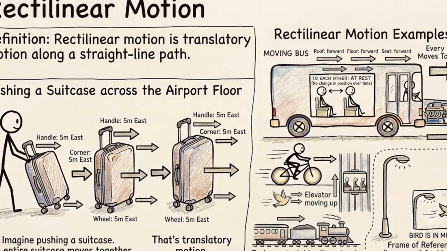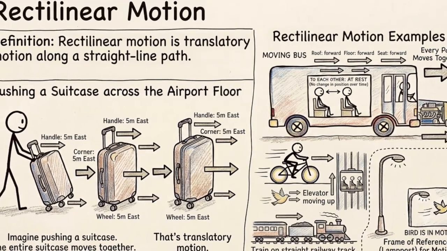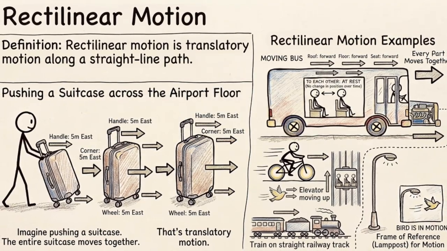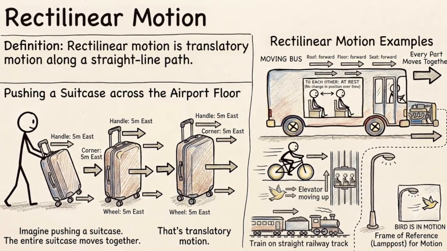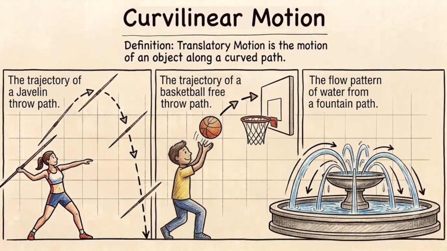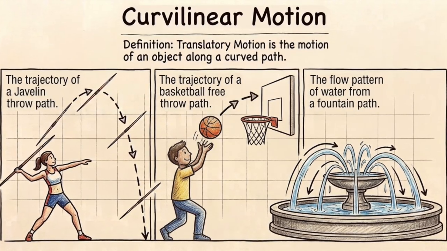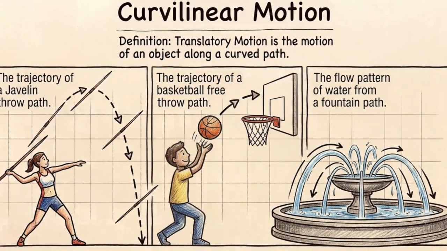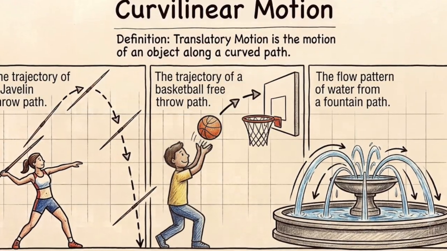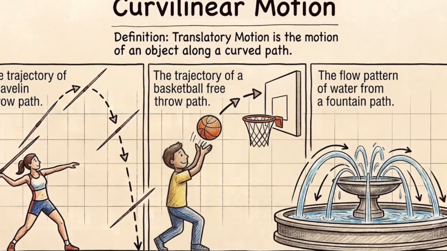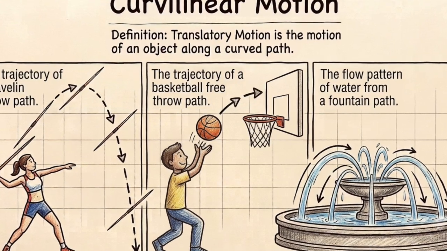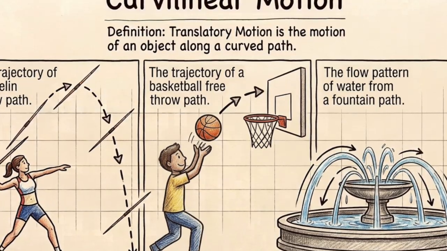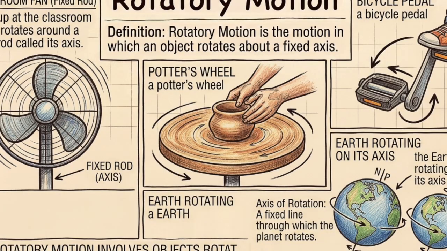Walking along a straight school corridor, an elevator moving up, or a train traveling on a straight railway track are all examples of rectilinear motion. Curvilinear motion. Curvilinear motion is translatory motion along a curved path. Throw a basketball towards the hoop. Does it travel in a straight line? No, it follows a curved path. Likewise, if you throw a javelin on the field, or water coming out of a fountain, are also good examples of curvilinear motion.